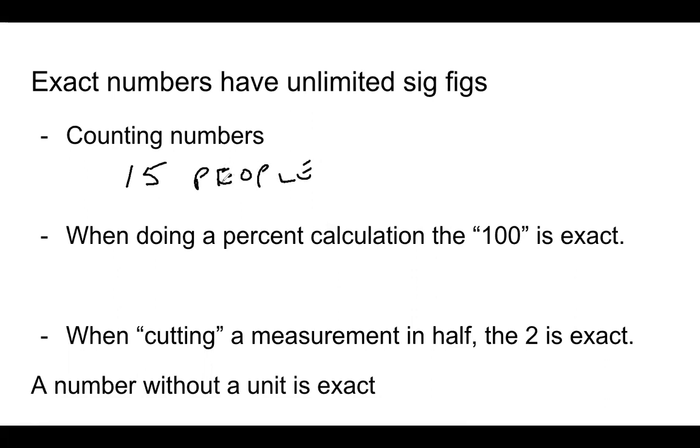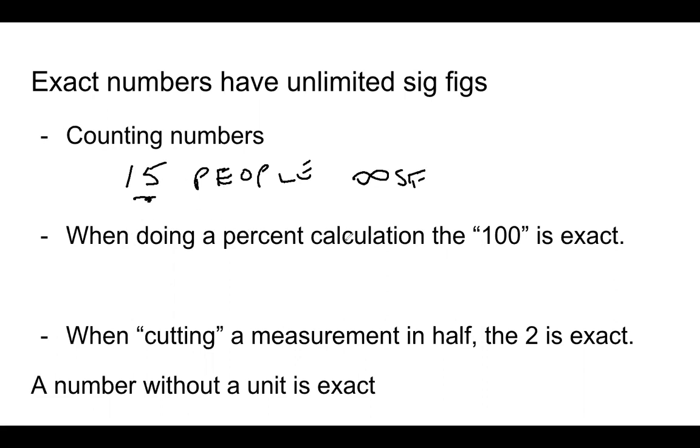This count of the people is not a measurement. This 5 is not an estimated digit. It's not maybe there's 14, maybe there's 16. I counted them. There's exactly 15. There's no estimation there. It's not a measurement. So this has unlimited sig figs. If we wanted to talk about sig figs, we could say infinity sig figs. It's not limited because we're not estimating.